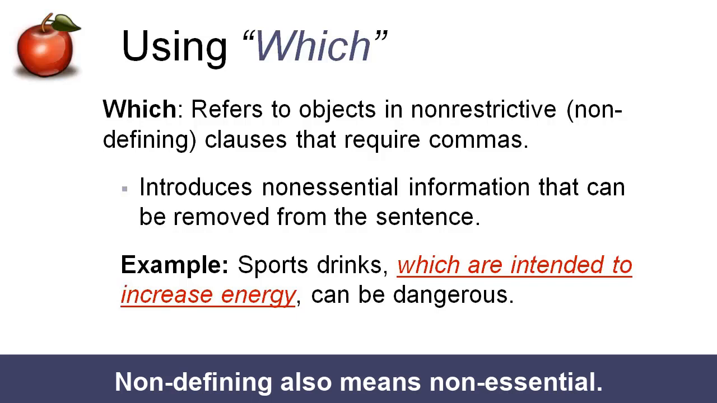That means that the relative clause beginning with which are intended to increase energy is surrounded by commas. This is what you do when you use which. It must be surrounded by commas. If you take that relative clause out, which are intended to increase energy, you still have a complete sentence. Sports drinks can be dangerous. That means this sentence is non-restrictive. It has a non-restrictive relative clause because you can take it out and still have a complete sentence that makes sense.